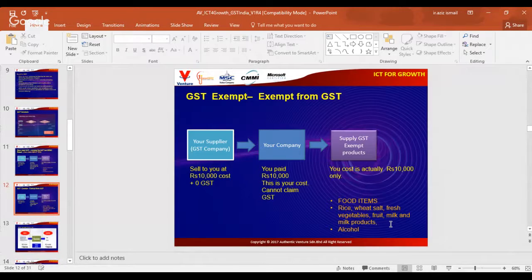GST exempt means that you don't charge GST to your customer. At the same time, you also cannot claim GST from the government. That is the GST exempt. Normally, this is for the food item. A lot of the food items are exempted from the GST.